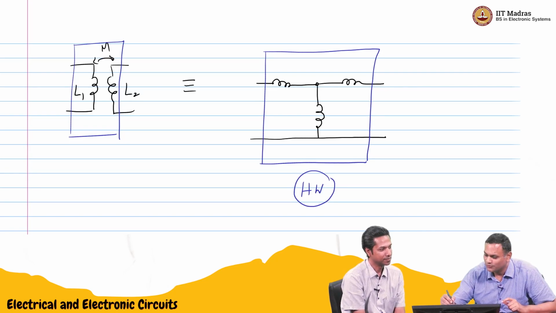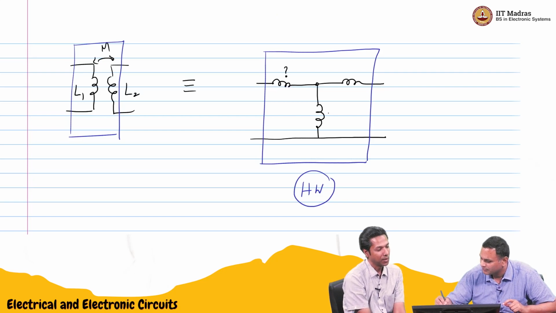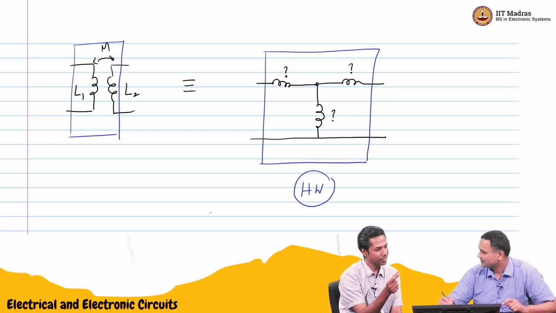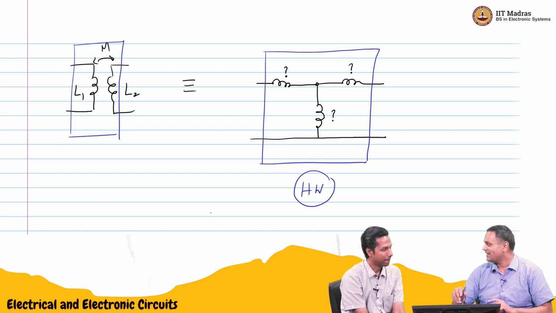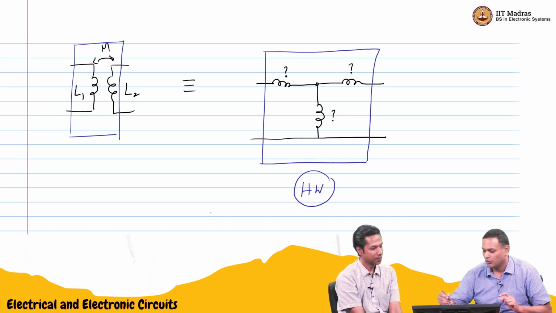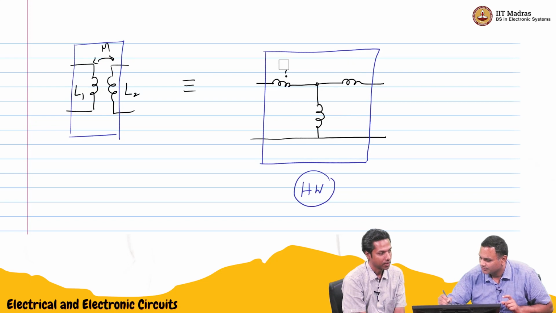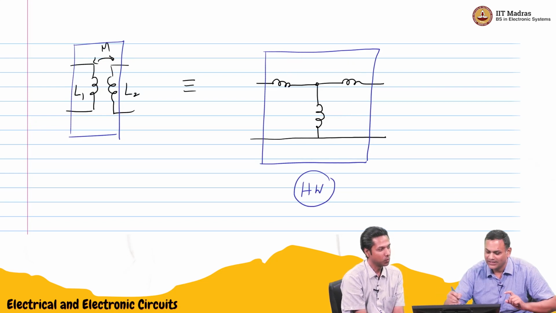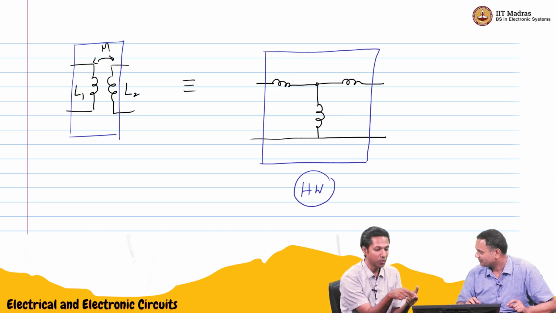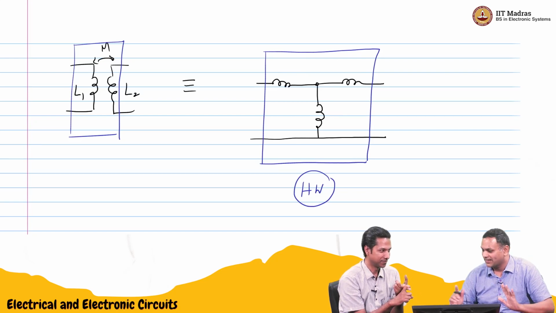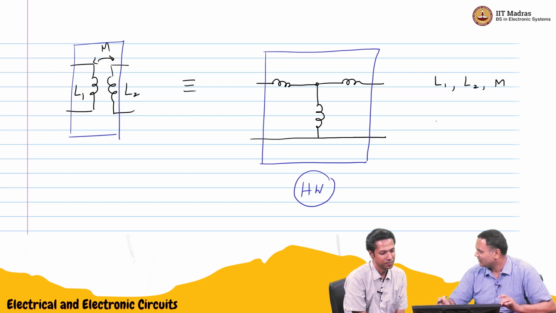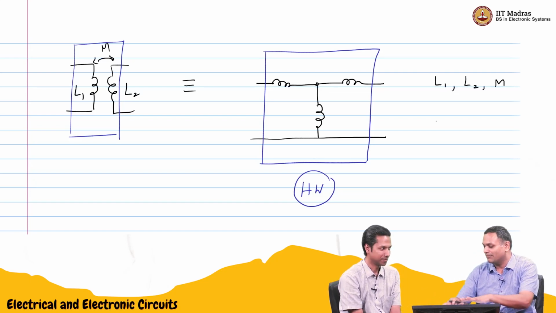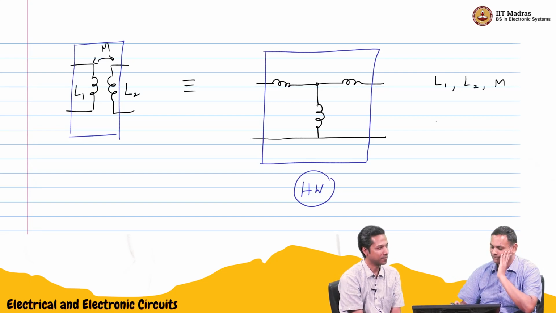So we want to find out what these values are. Or the other option is we can say what the terms are that may come, and let them find out whether those terms are there. So we'll give them the answer and let them confirm whether it is there. Okay, we'll do that. What I meant is one of these is M. So L1, L2 and M will come in the components of the network.